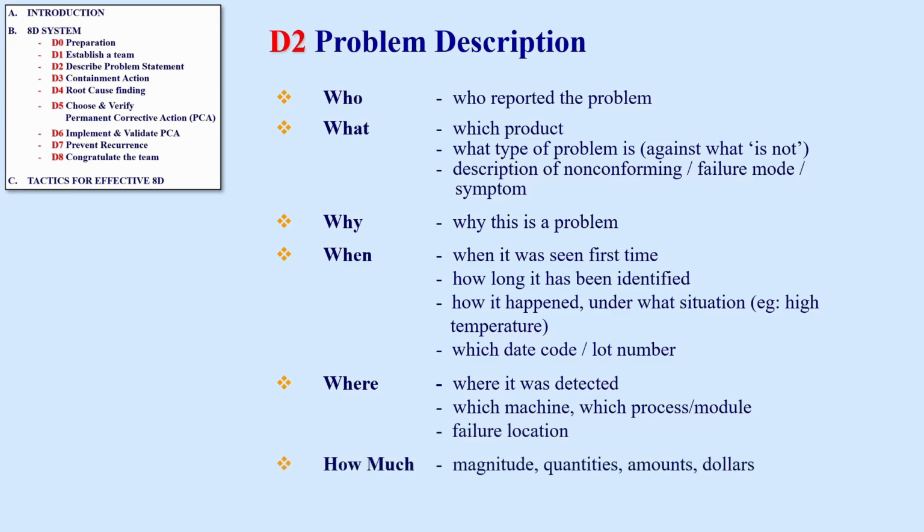How much: what is the magnitude of the issue, what is the failure rate? How many quantities are affected? What is the financial impact? How often? Continuously, or consistently seeing the issue. Or without any pattern, where the defect happens randomly, comes and disappears. Or cyclical. For example, only happens on the night shift.